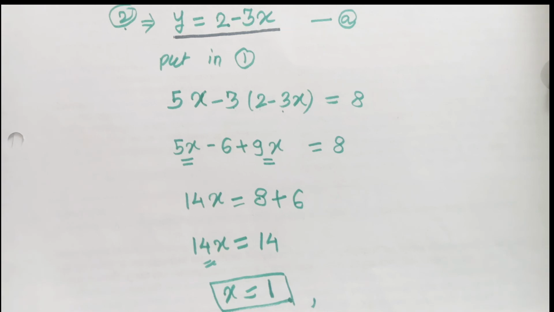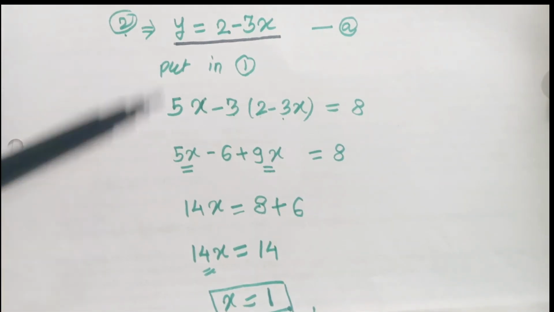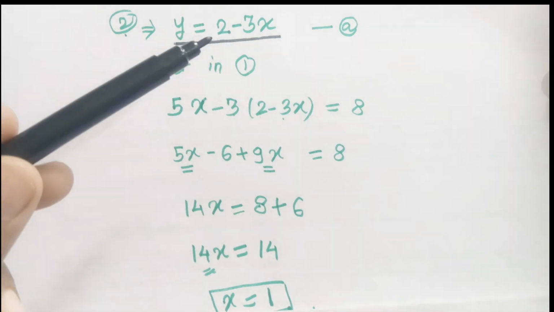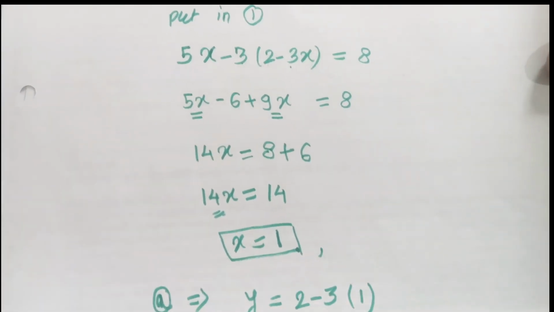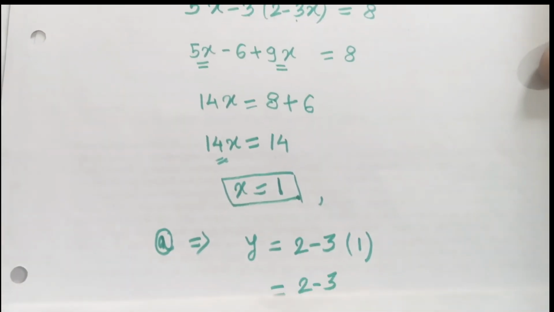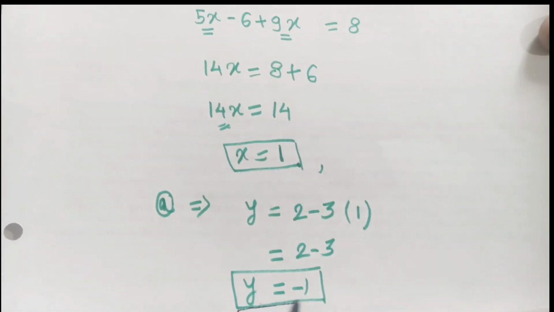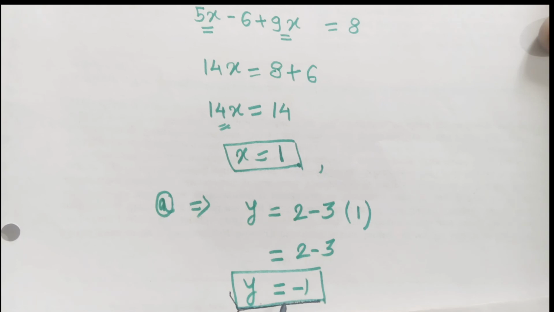This is the value of x, but we want the value of y also, so put x equals 1 in our new equation, equation number A. Then we get y equals 2 minus 3 into 1, and we know the answer of 2 minus 3 is minus 1. So the answer is y equals minus 1. It means the solution of our simultaneous equations is x equals 1, y equals minus 1.